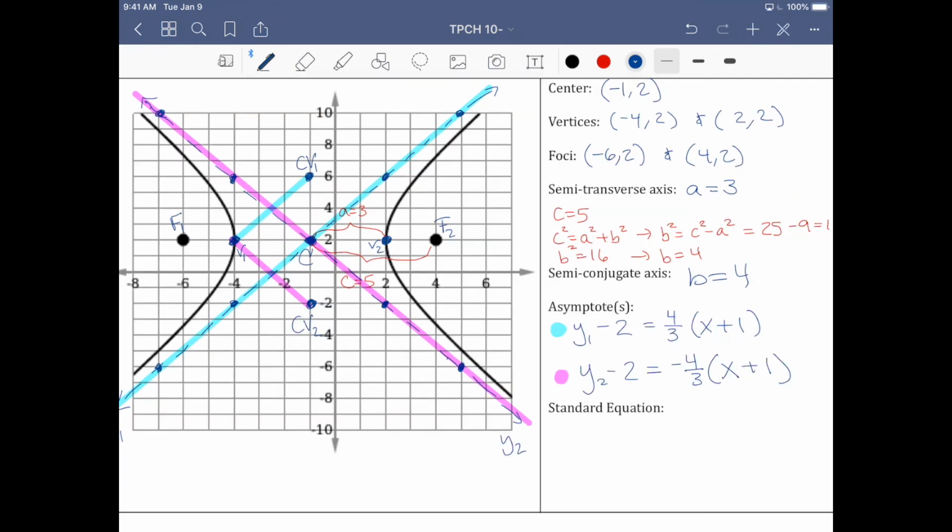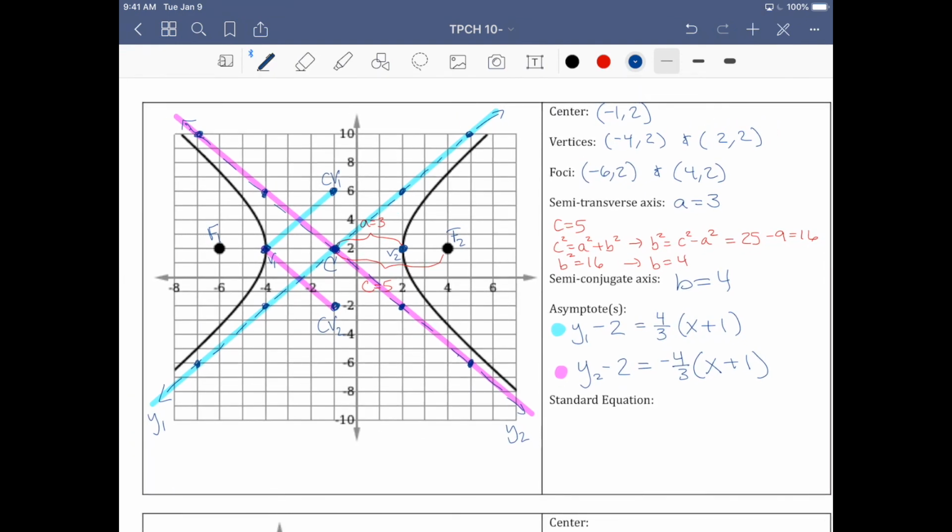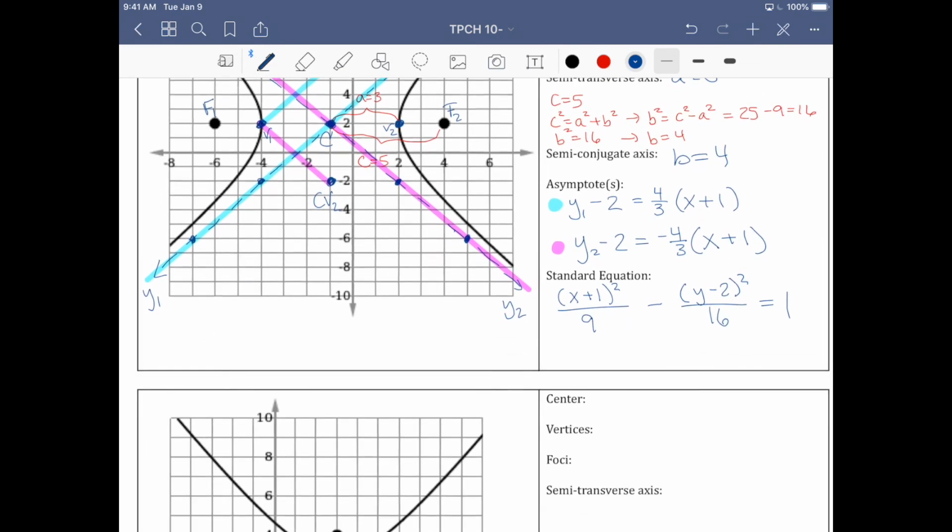The last thing to do is to now write the standard form equation of our hyperbola. Because it opens left and right, I know I'm going to start with x minus h. So x minus h is going to be (x plus 1) squared, and I know that's going to be over my a squared. a was 3, so a squared is 9. Then I will have minus y minus k, so (y minus 2) squared over my b squared. b squared was 16, equals 1, and there is our standard form equation of this hyperbola. Why don't you try the second example?